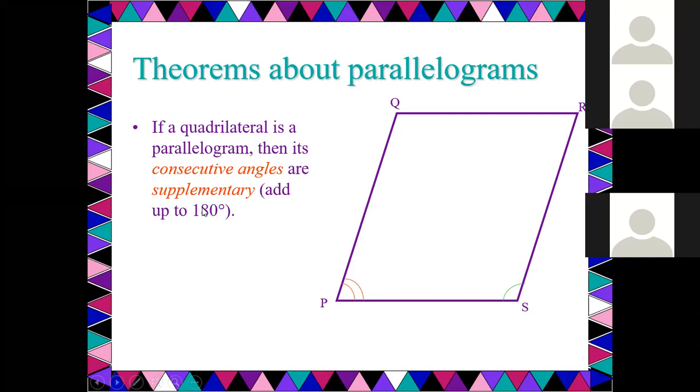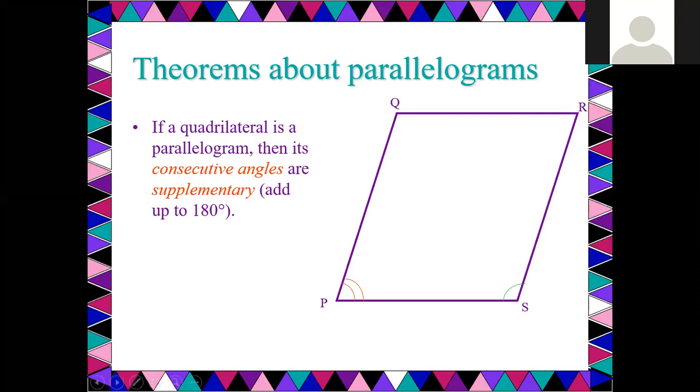So alam niyo na ha, kapag consecutive angles, these are angles na magkatabi. Okay? Kapag naman opposite angles, these are angles na magkatapat. And then supplementary angles are angles that when you add, the measurement is equal to 180 degrees. Now, suppose that angle P is equal to 70 degrees. So kung 70 si angle P, pwede na ba nating makuha si angle S?